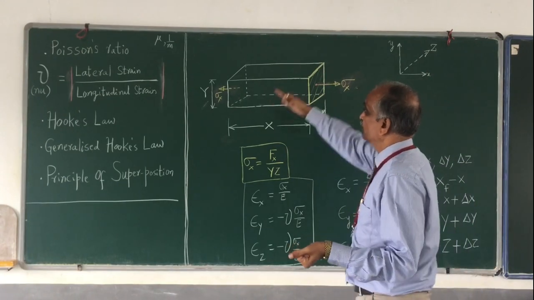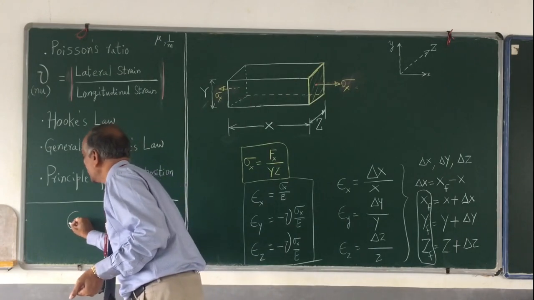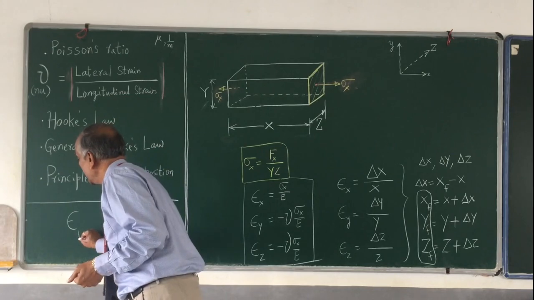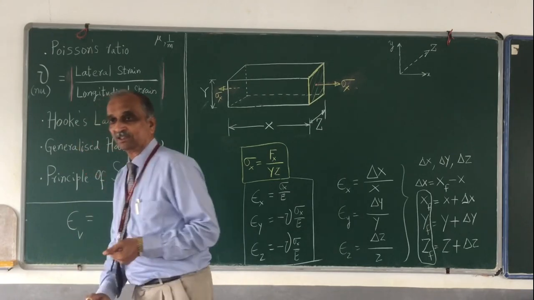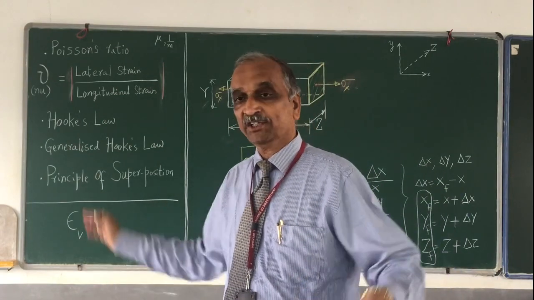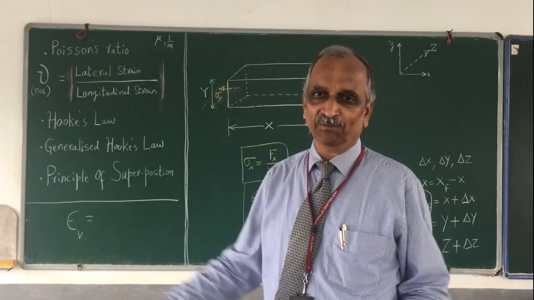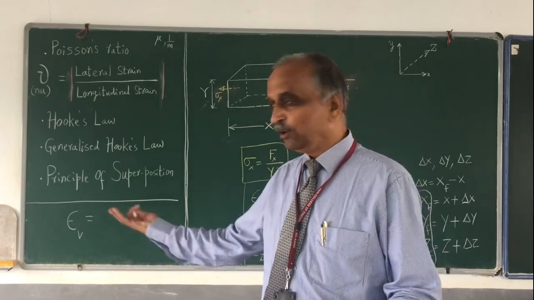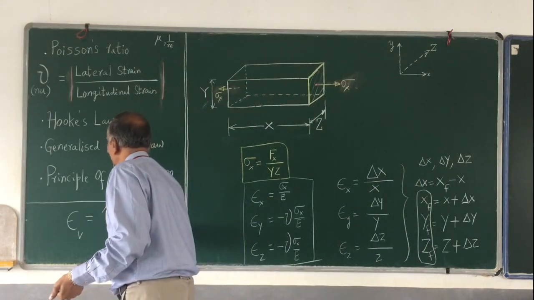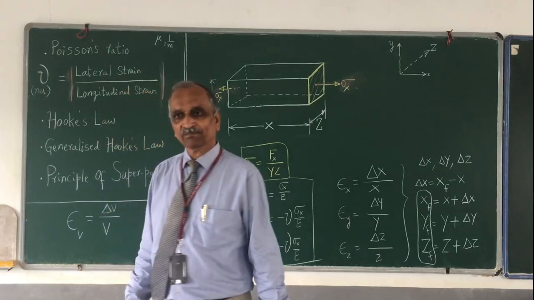Now I want to find out one more thing, what is called volumetric strain. So I shall define something. Epsilon is the symbol for strain. I put suffix V. What is that? Volumetric strain. What is the volumetric strain? The change in the volume. So any strain is a change in dimension, so volumetric strain is the change in volume. That I can call delta V, divided by the original volume V.